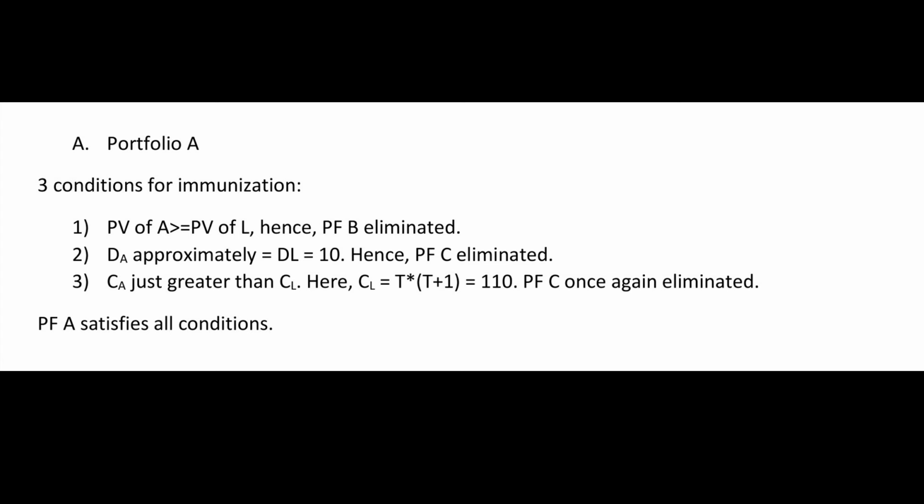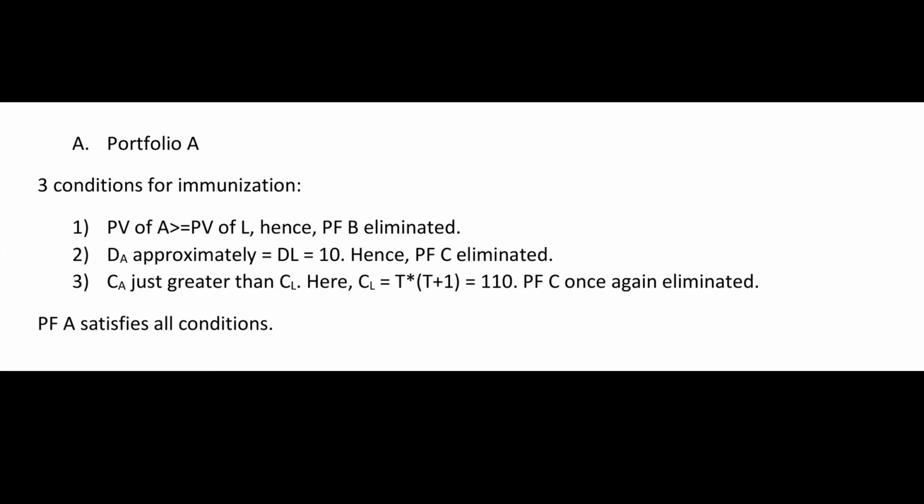Even while writing the conditions, full language should not be written. 3 COND NS, that way. Okay, you can write short form. First condition, PV of A greater than PV of L, hence portfolio B eliminated, uska PV kam tha. Number 2, DA equal to DL equal to 10, C eliminated because uska DA 9.53 tha. Number 3, convexity of A asset should be just greater than convexity of liability.